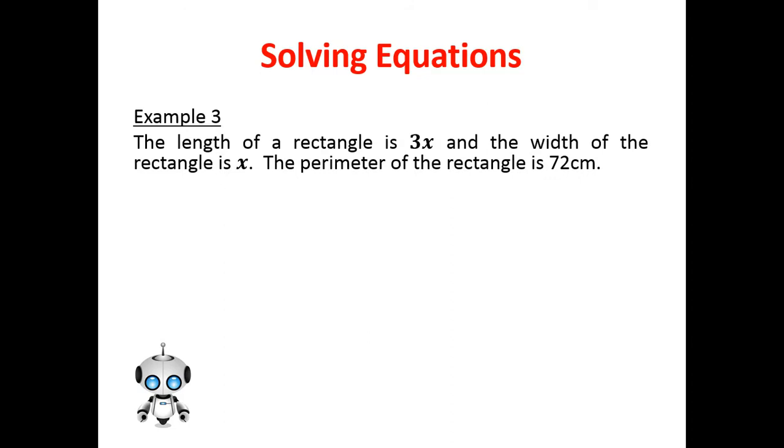Alright, our last example today. The length of a rectangle is 3x, the width is x. The perimeter is a total of 72 centimeters. To solve these problems, I'm going to draw a diagram.